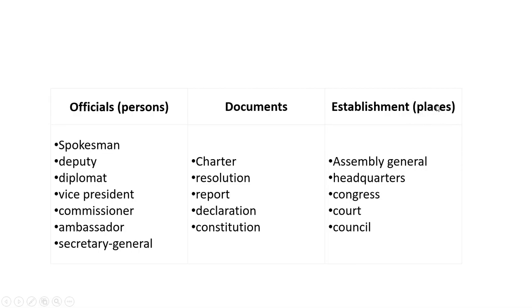Establishment, it means places. Assembly General, headquarters, Congress, court, council, and a lot of other things. Okay, so also this table you have to copy in your notebooks.